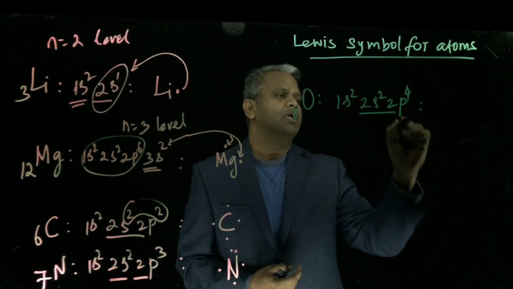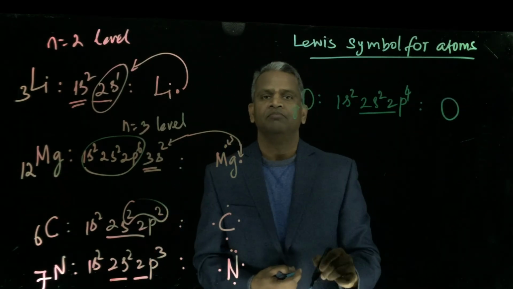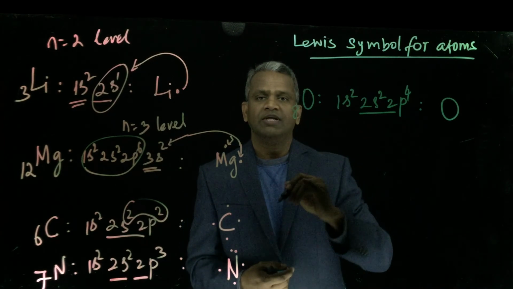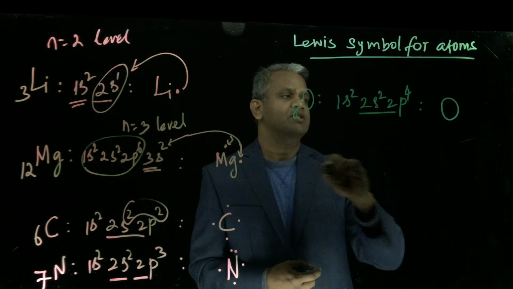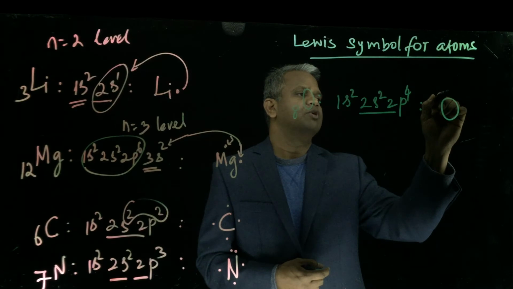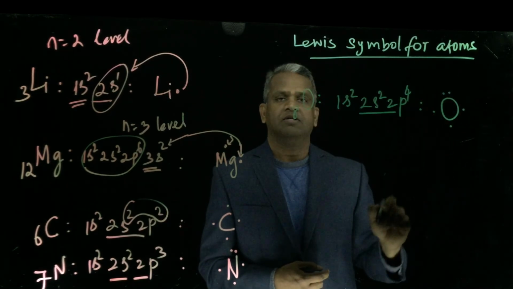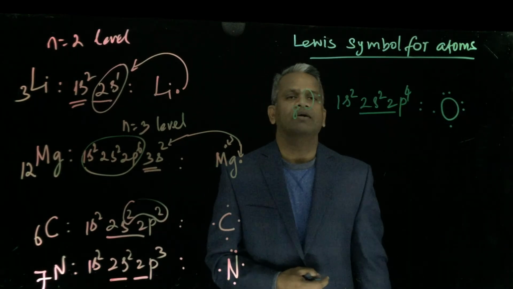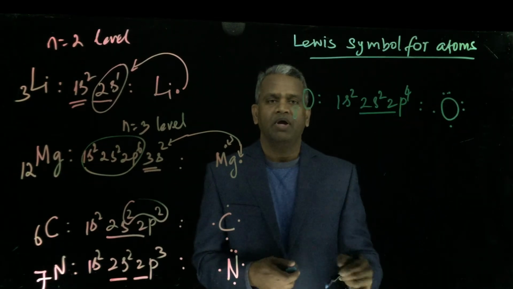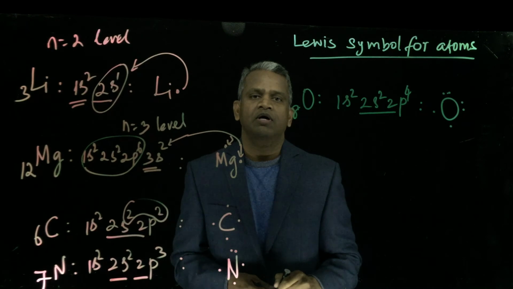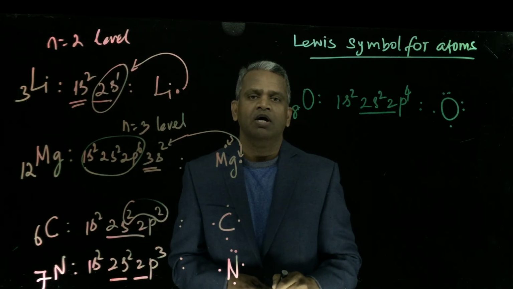So the Lewis symbol is written as O, which represents the nucleus and the core electrons. We have 6 electrons to be distributed around it: 1, 2, 3, 4, the fifth electron, and the sixth electron. So these two appear paired. And that's how we draw the Lewis symbols for atoms.